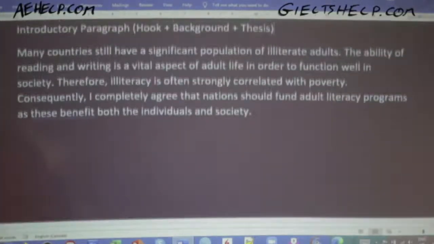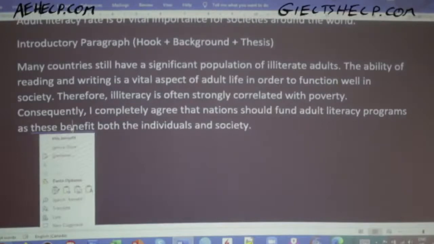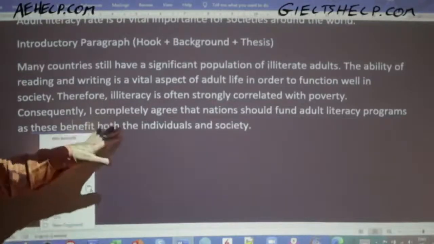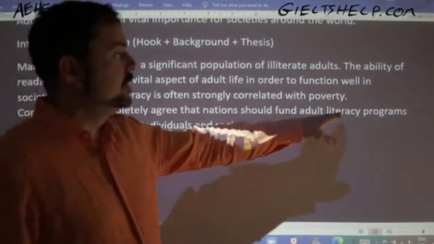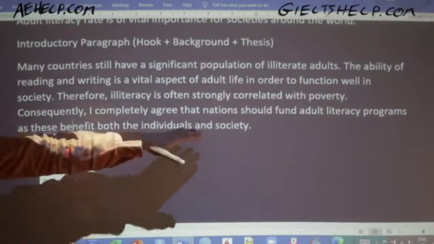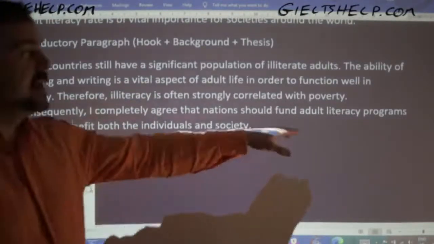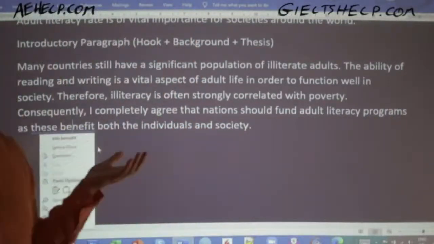Rajveer, yeah, why is Microsoft Word showing grammar check and error? I'm not sure. Let me right click on that. I was a little bit curious. I don't see the mistake myself. Yeah, so grammar checks aren't always perfect. So the problem with grammar check here, Rajveer, is that grammar check is identifying adult literacy as a singular noun. So it's telling me that this should be as this benefit, both the individual and society. But that's actually a mistake because the noun is programs. So it is a plural and these benefit both.